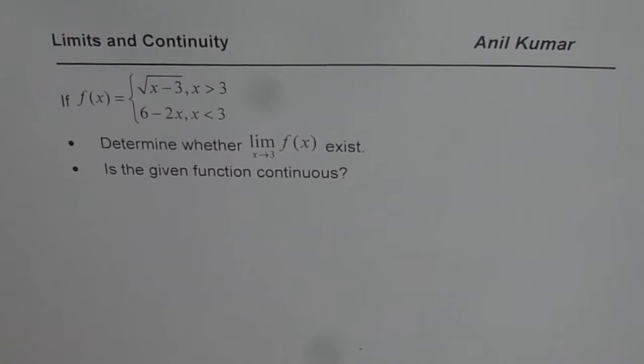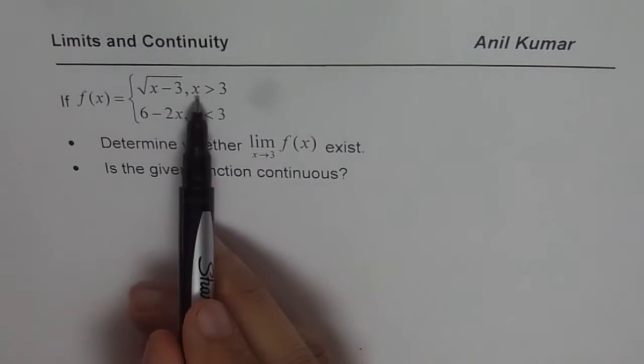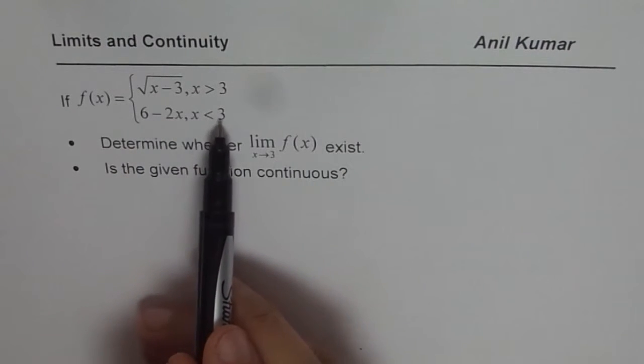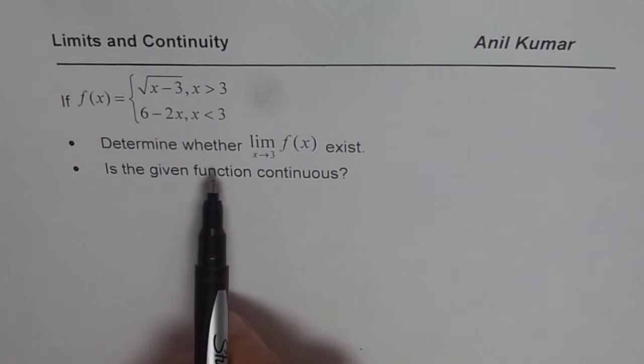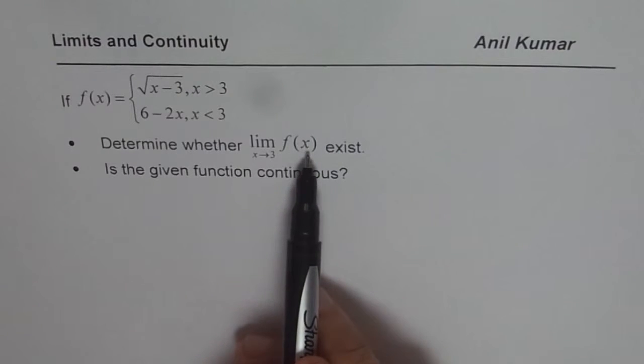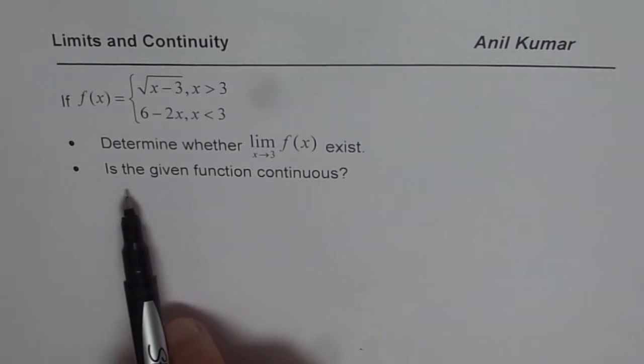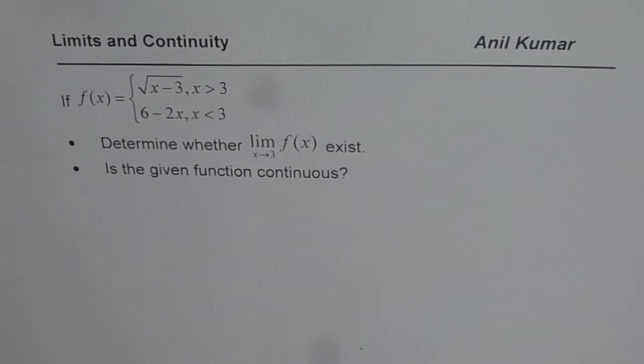The question here is, if f of x is equal to square root of x minus 3 when x is greater than 3, and 6 minus 2x when x is less than 3, determine whether the limit of f of x exists when x approaches 3 or not. And part 2 is, is the given function continuous?